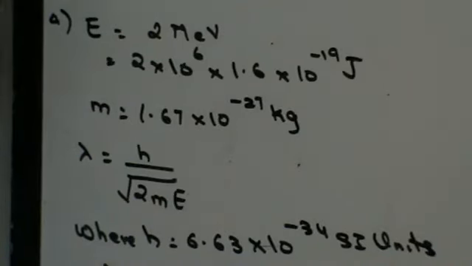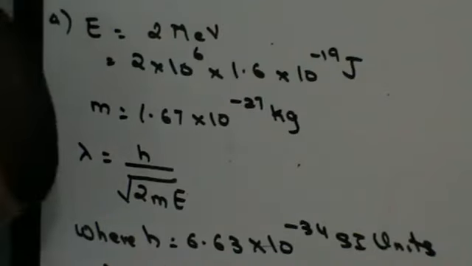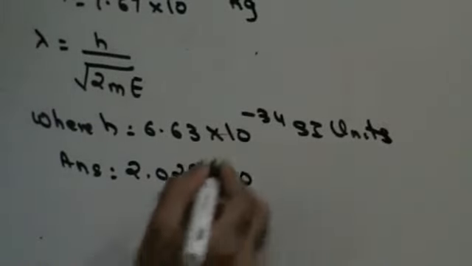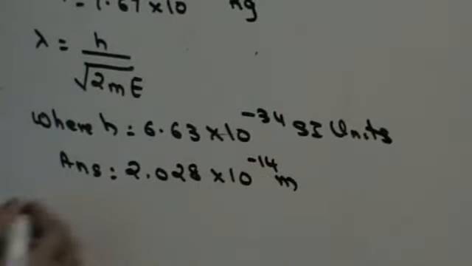The answer for this sum should be 2.028 into 10 raised to minus 14 meters. Next, take down next one please.